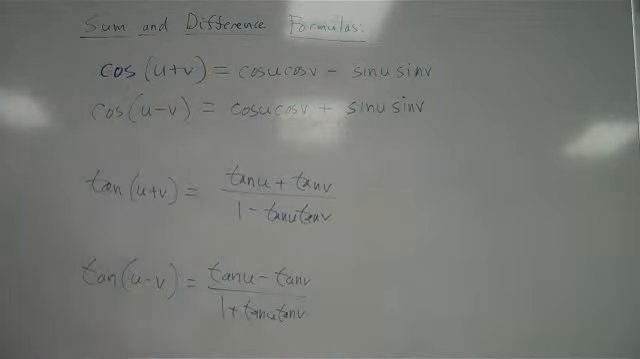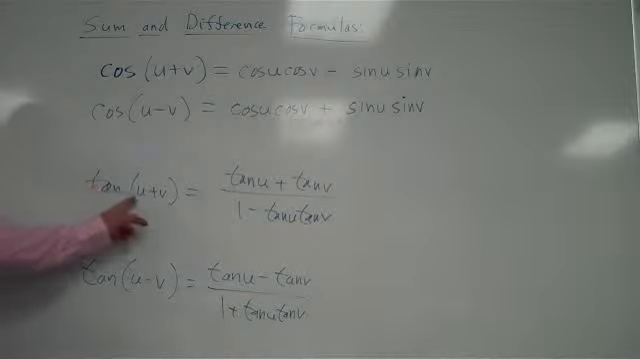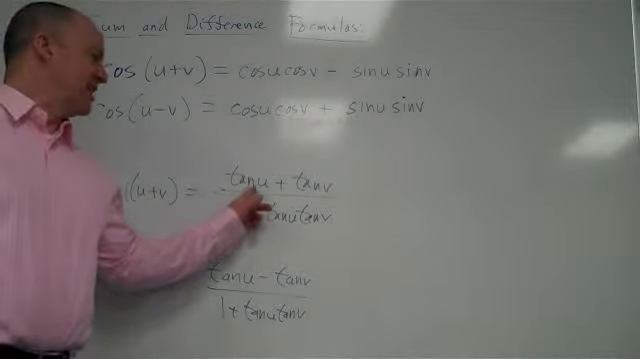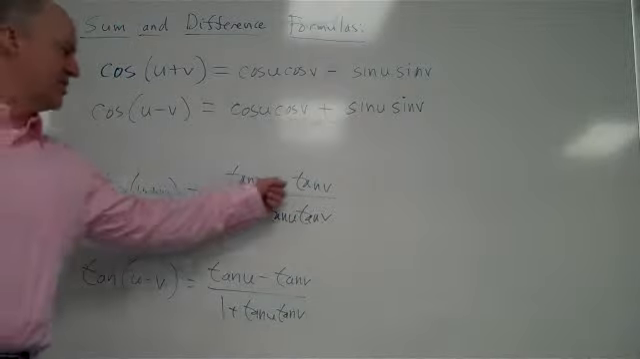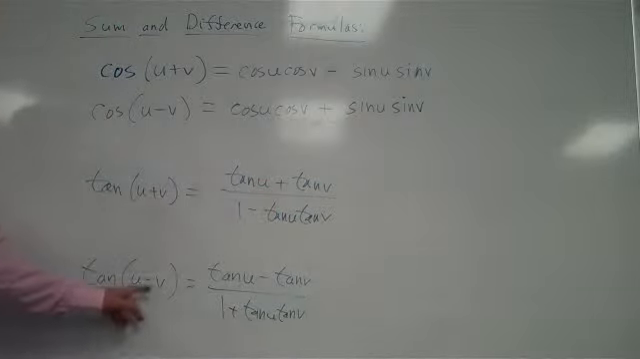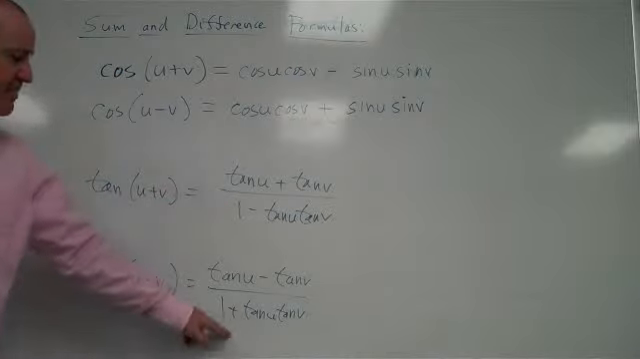Okay, so now these formulas, again, there are patterns to help you. I'm not going to ask you to memorize them, but there are patterns to help you make sure you're using the right one. Tangent u plus v is tangent u plus tangent v over 1 minus. If you're adding the angles, the addition is on top. Tangent u minus v has subtraction on top and addition on the bottom.